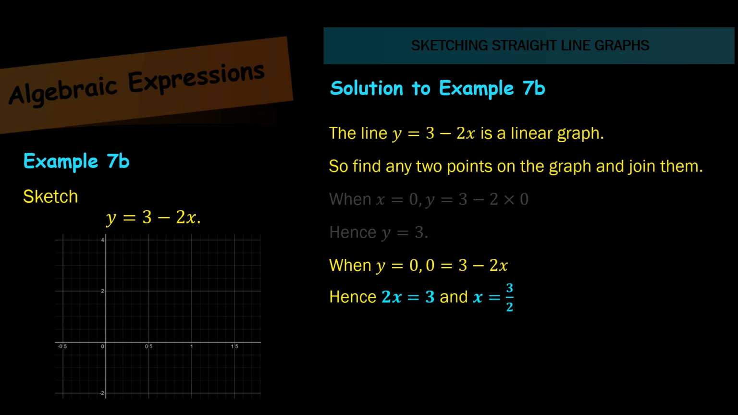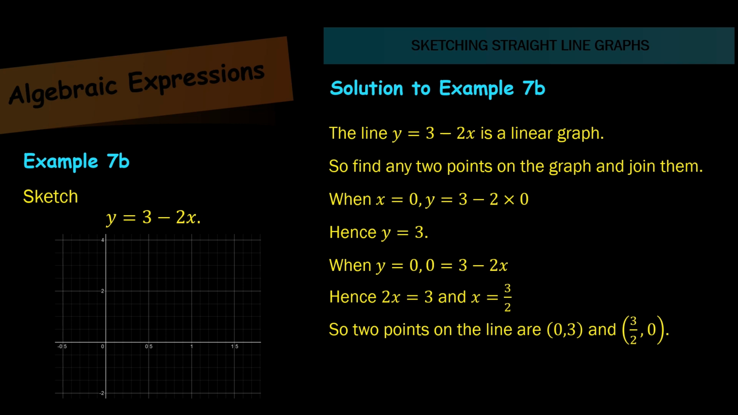So the 2 points on the line are 0, 3 and 3 over 2, 0. As you can see, we've plotted both of these on our graph. We simply join the points and we have our line.